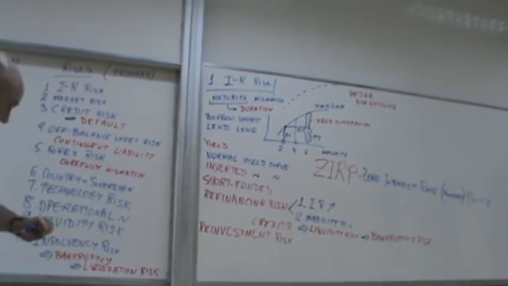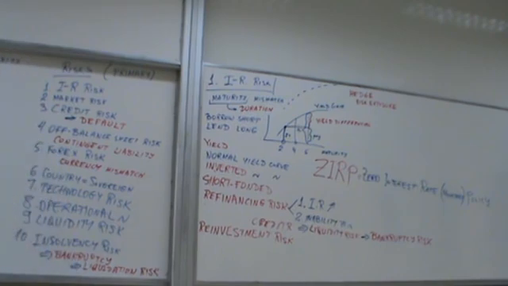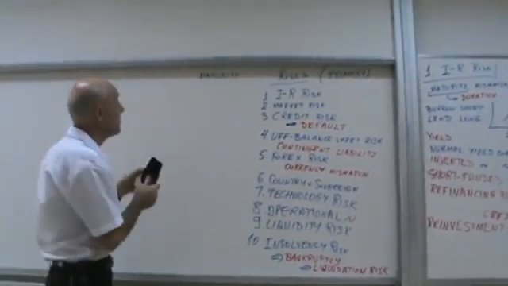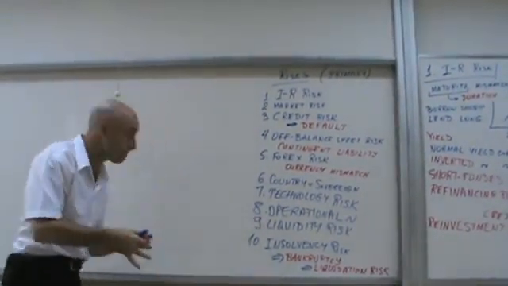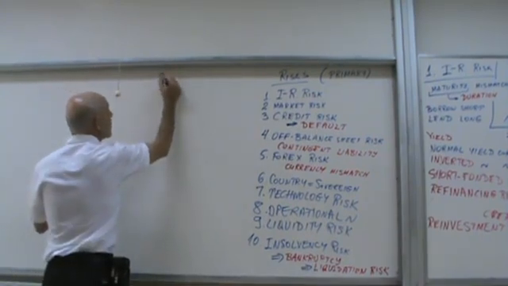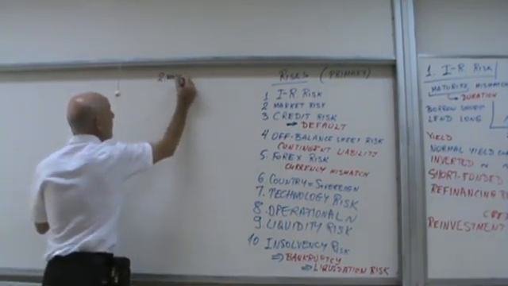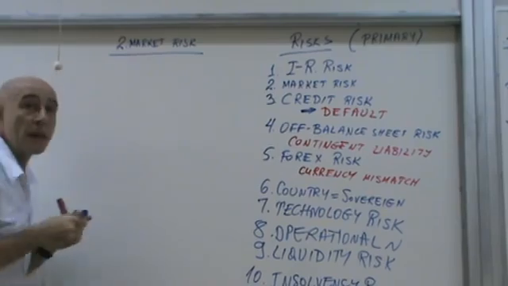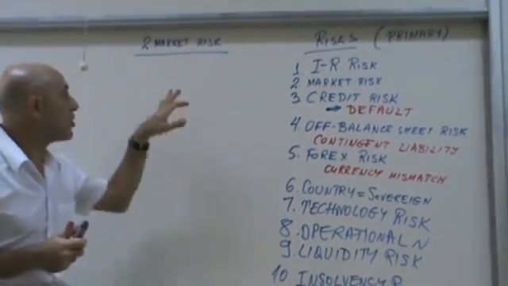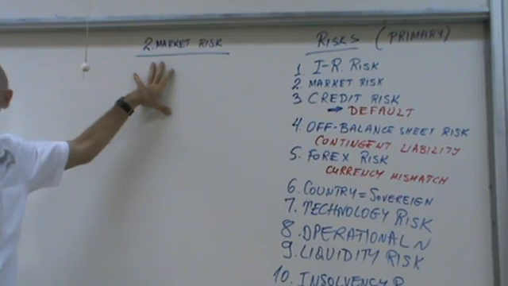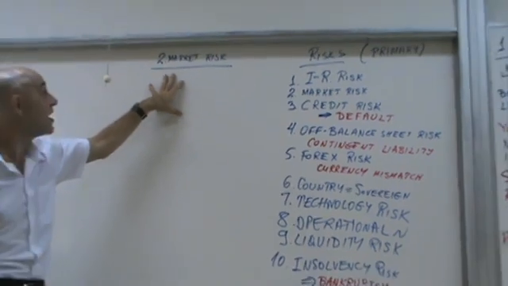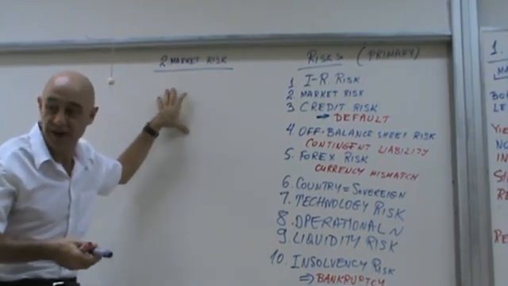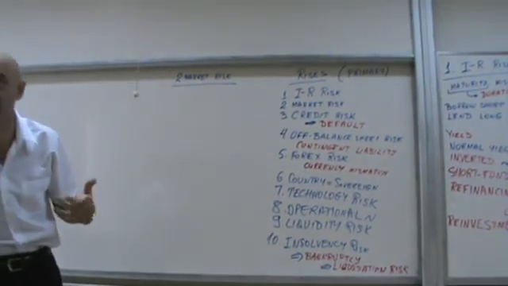Well, that's good enough. Next, number 2, market risk. It's very tricky because market risk is what you typically study in financial management, is simply the risk that the stock market goes down, okay? Well, that's wrong, man, wrong, okay?